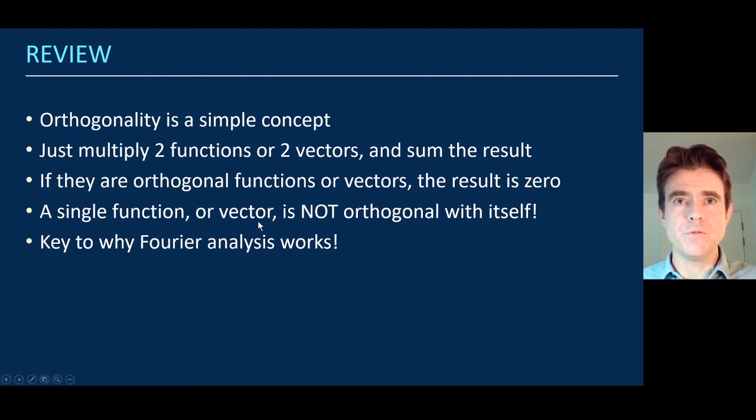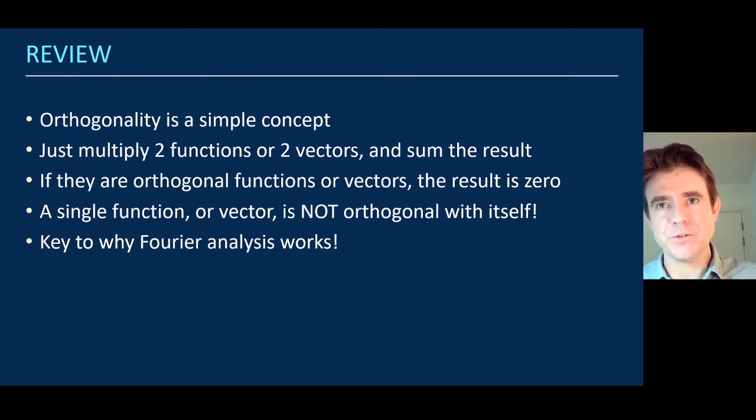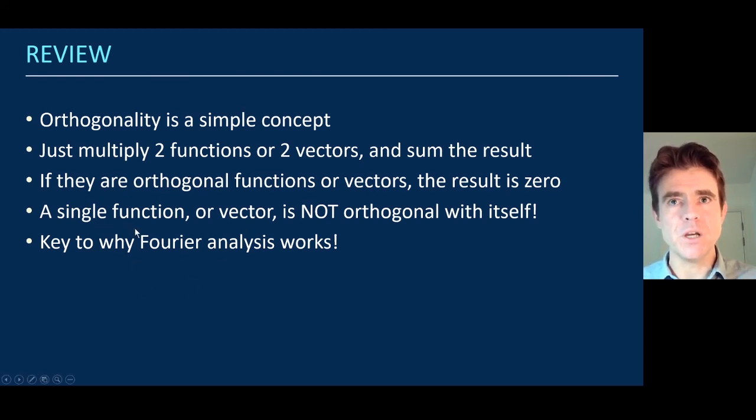Okay, and obviously a single function or vector, you could pick special cases like the zero function or the zero vector, multiply that by itself and it's going to be orthogonal, but that's a trivial result. But in general, for meaningful functions, a more general function or vector is not going to be orthogonal with itself. And as mentioned, this is pivotal to why Fourier analysis works.